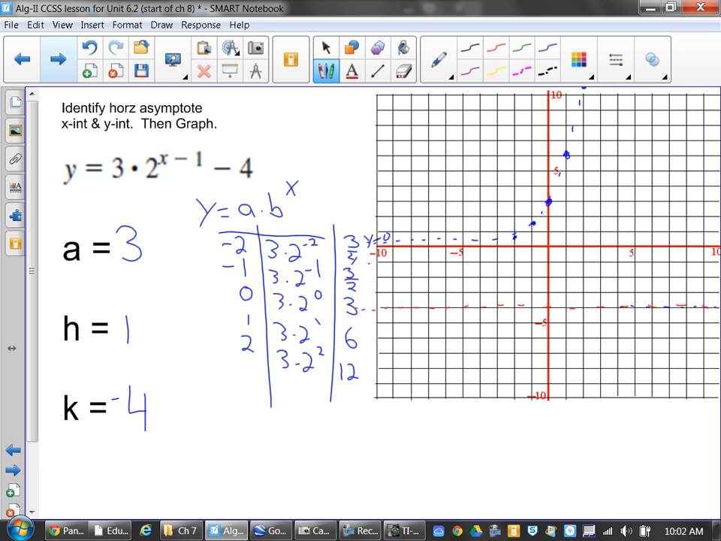Are we okay with that? Yeah. To each of these points, then, all I have to do is move them right 1, and down 4. Right 1, down 1, 2, 3, 4. Right 1, down 1, 2, 3, 4. Right 1, down 4. 1, 2, 3, 4. So then it would be at 12, 11, 10, 9, 8.